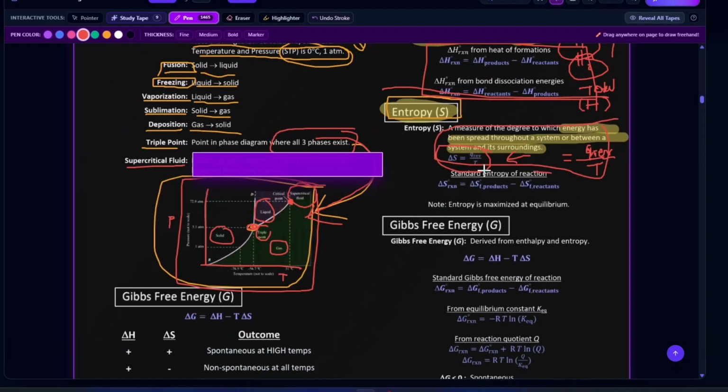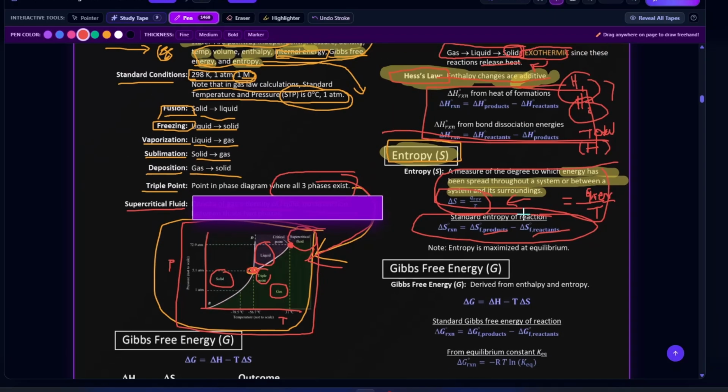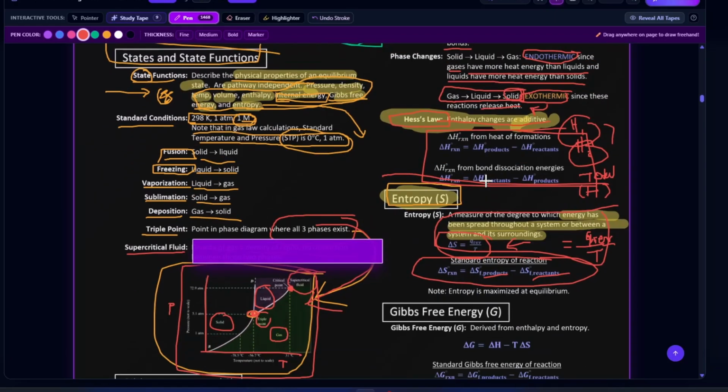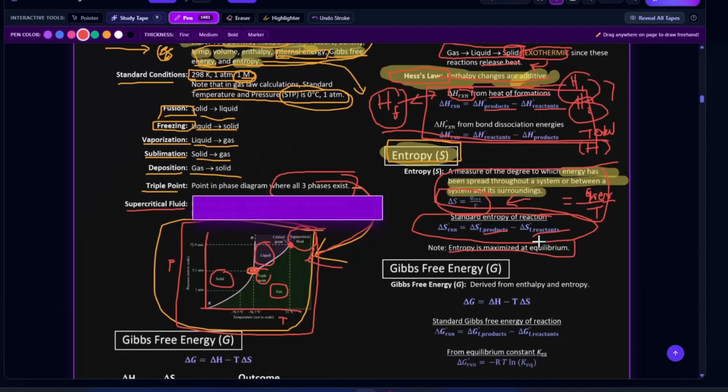Standard entropy of reaction is delta S standard equals products minus reactants. So all of them, if you notice, for delta H reaction for heat of formation, sometimes people might write delta H f to show heat of formation. It's basically saying the same thing: products minus reactants. Entropy is maximized at equilibrium.